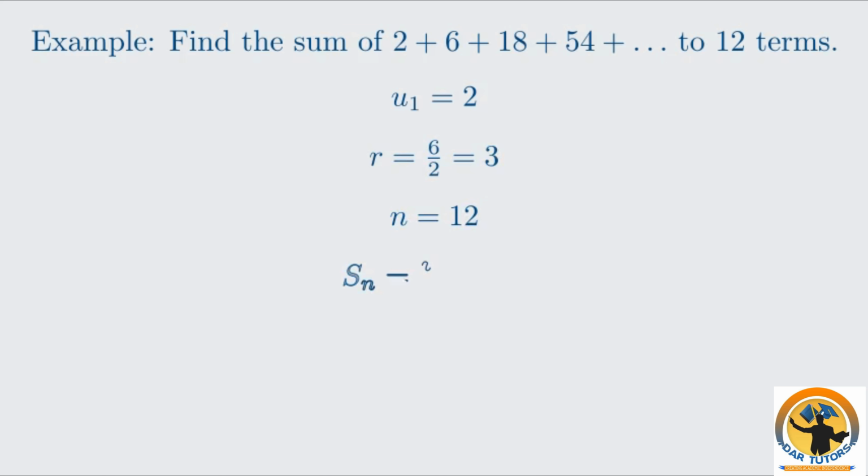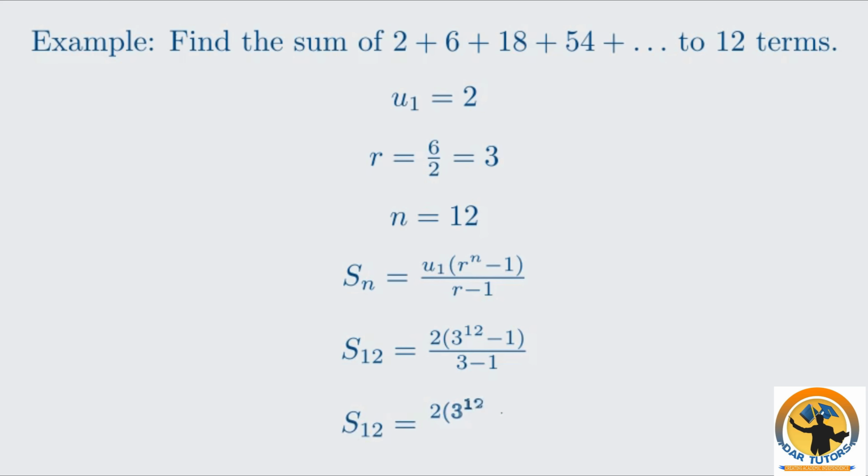The formula is s_n equals u_1 times (r to the n minus 1) over (r minus 1). Substituting our values, we get s_12 equals 2 times (3 to the power of 12 minus 1), all divided by (3 minus 1). Let's simplify this expression step by step.